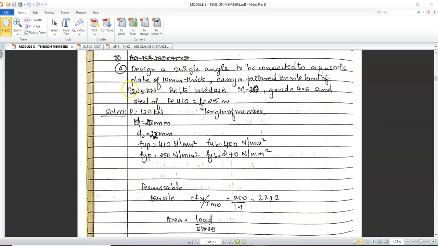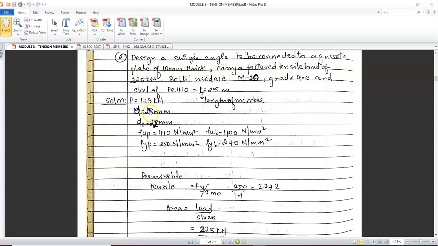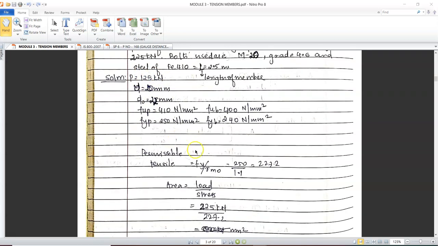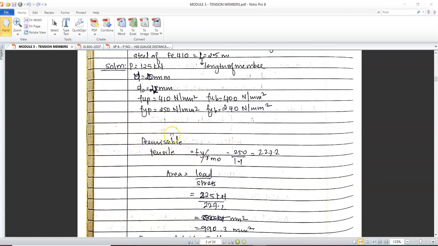The data given to us was to design an angle section which is capable of taking a load of 225 kilonewton with these bolt data and grade of the steel given. Now we have written all the given data here. Load is 225 kilonewton. It says factored load. We are not multiplying by the load factor again. So initially we have to adopt some cross-sectional area. For that we have to assume the permissible tensile stress, that is Fy by gamma m naught. So that is 250 divided by 1.1, which is 227.2 N/mm².